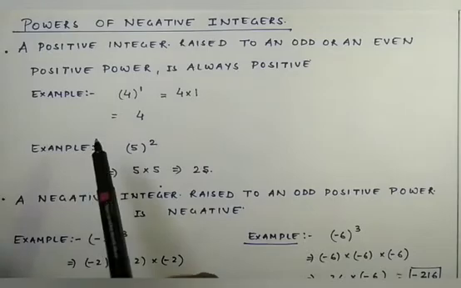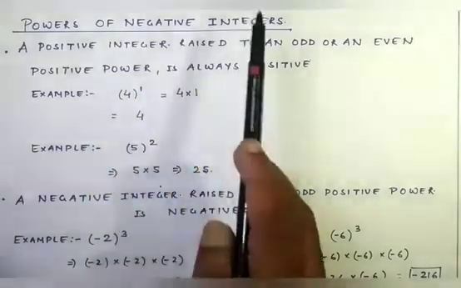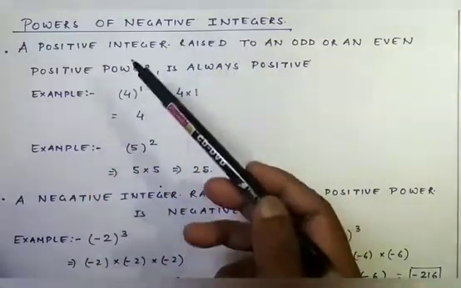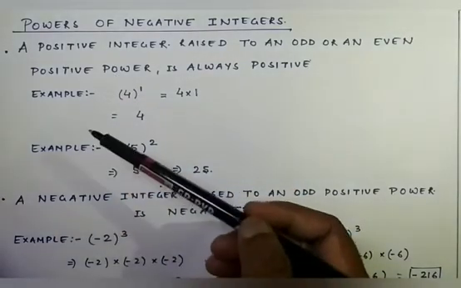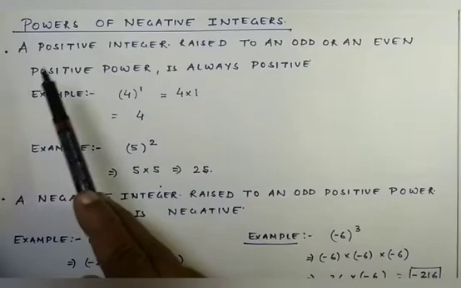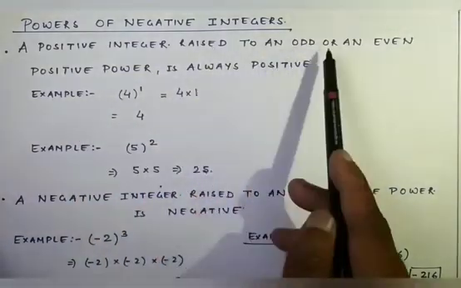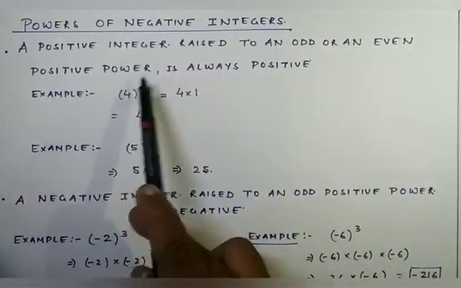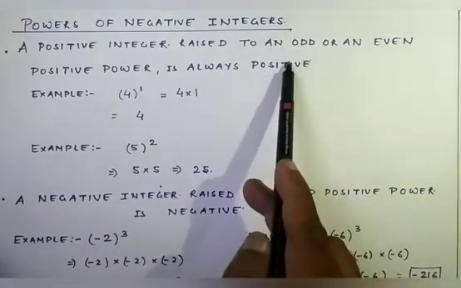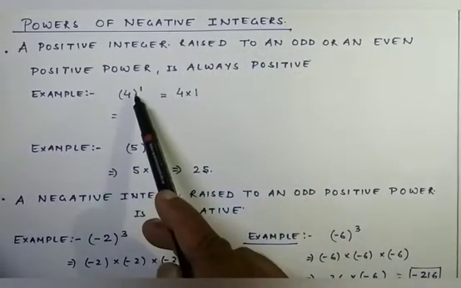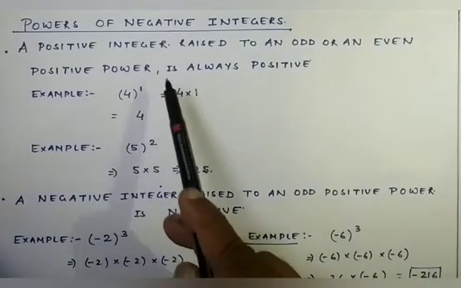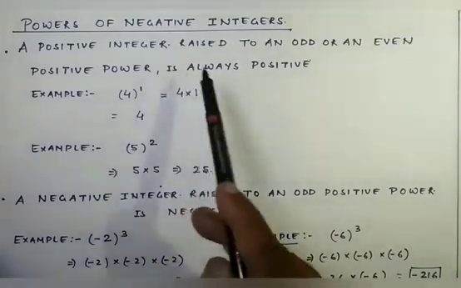Let us continue with another topic, that is powers of negative integers. Over here there are certain general rules that we have to follow. The first is: a positive integer raised to an odd or even positive power is always positive. If you see this rule, easily you can find out whether the answer will be negative or positive.